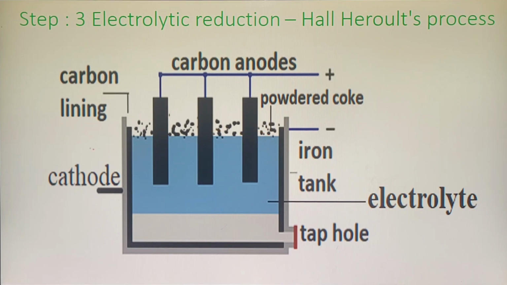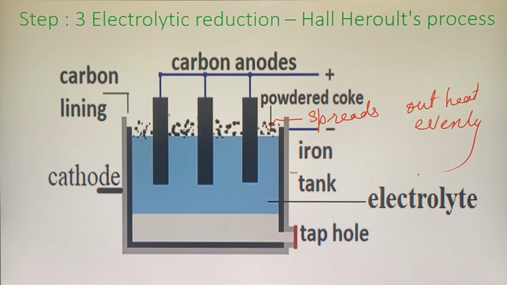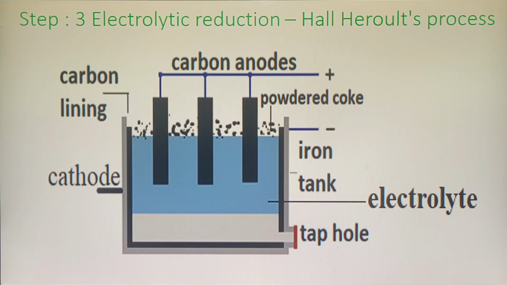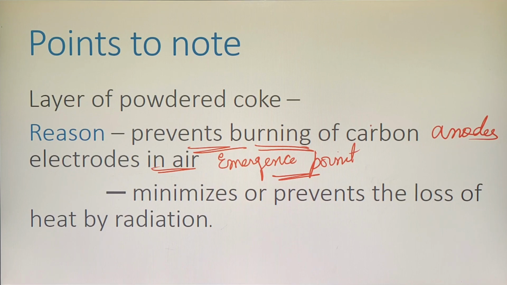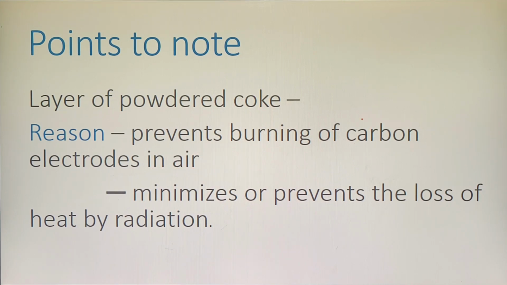So what does this powdered coke do? It spreads out the heat evenly. By distributing the heat evenly, it has prevented the burning of the carbon anodes in air. We call it the emergence point, where these anodes are in contact with air. At that point, it will prevent burning. It spreads out and distributes the heat, so it prevents burning of the carbon electrodes in air.